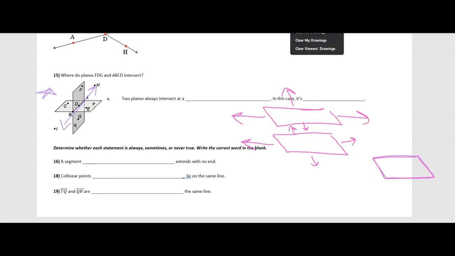Okay, let's look at the last three questions, and then we are out of here for video 2. It says, determine whether each statement is always, sometimes, or never true. Write the correct word in the blank. I love these types of questions because they really make you think through many different examples. You may find a time where this example does work, but then you've got to think, does it always work, or is it just in this specific case? You may find a time where an example doesn't work, but then you're like, does it never work, or does it sometimes work? So I like these questions because they make you think.